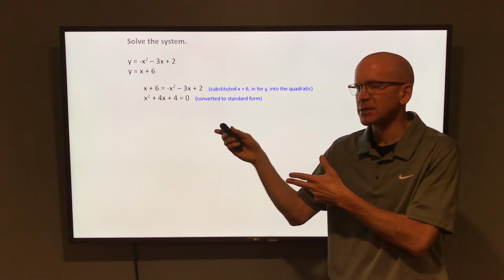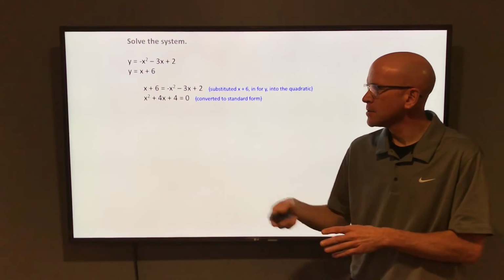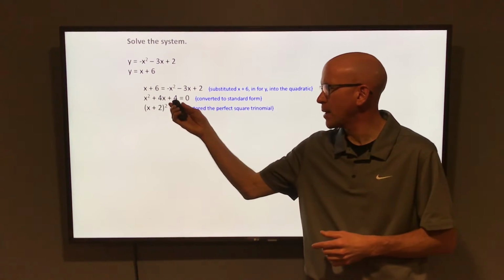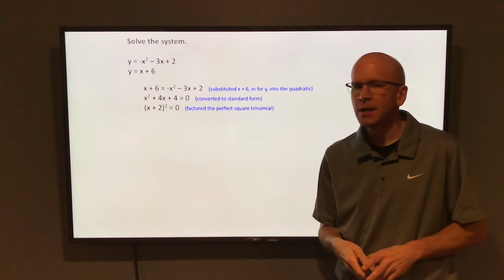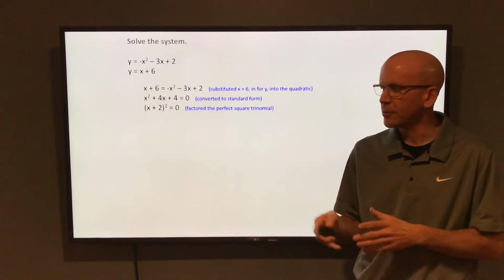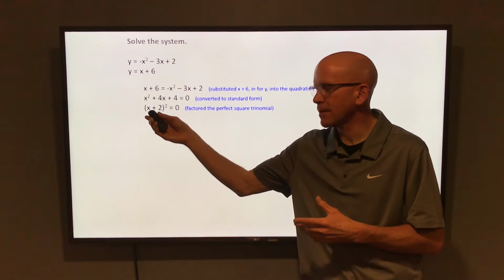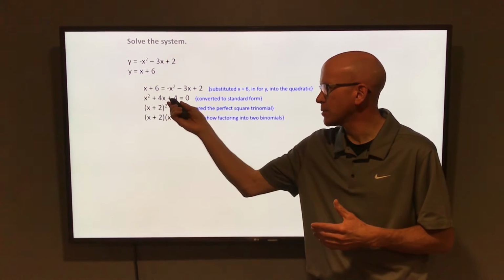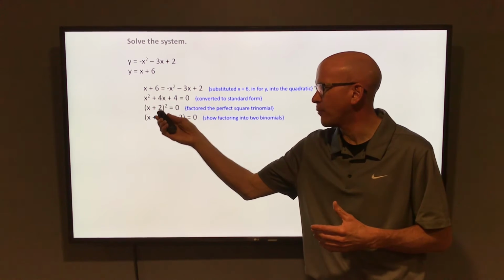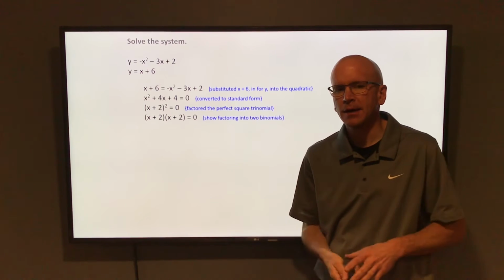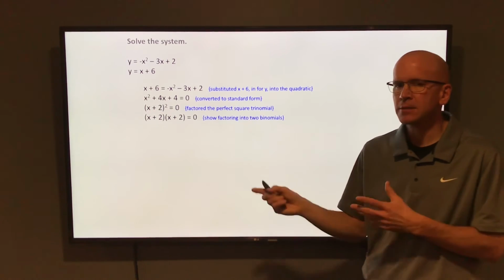If you recognize that's a perfect square trinomial, just take the square root of the first term, the square root of x squared, that's x, and the square root of the last term, the square root of 4, is 2. If you don't recognize that, you could still factor it the old way. First terms would be x in the two binomials. The second terms would multiply to make 4 and add to make 4. That'd be 2 and 2. So no matter how you factor it, you'll still end up in the same place. x plus 2 times x plus 2 is equal to 0.